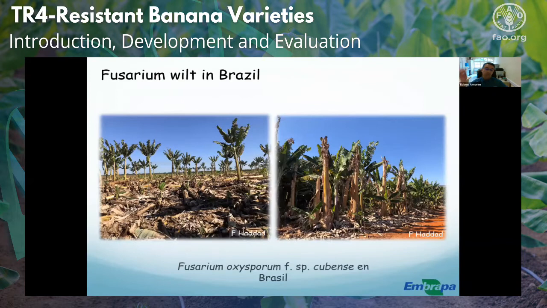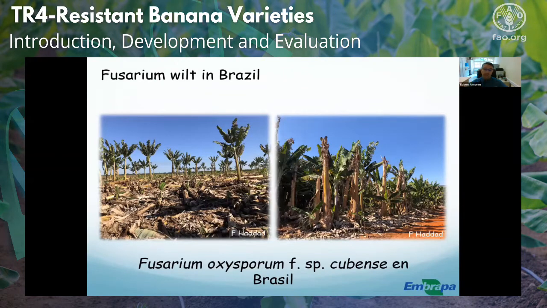So Fusarium, specifically race one, is the main disease in banana in Brazil. And it is present in the main production areas. Major cultivars are susceptible, including Prata as an AAB genome and the silk types. Normally, Brazil produces around 7 million tons of banana per year on 500,000 hectares for production. In this context, the development of cultivars resistant to Foc is a strategy to control this disease.